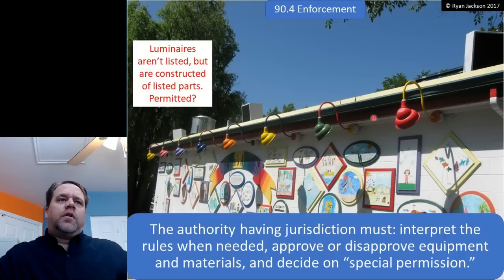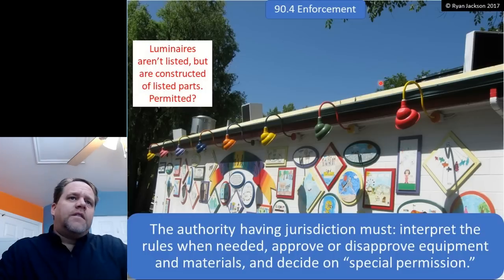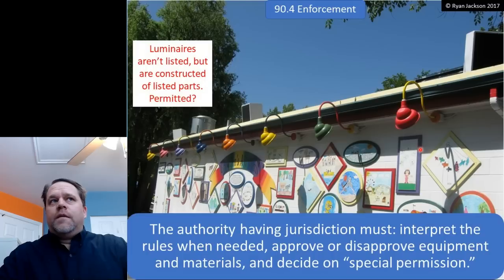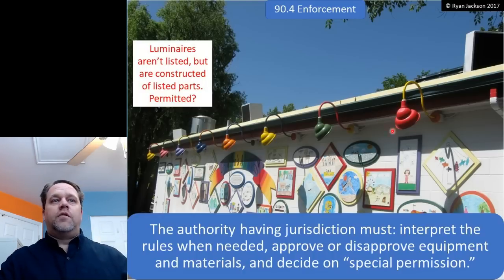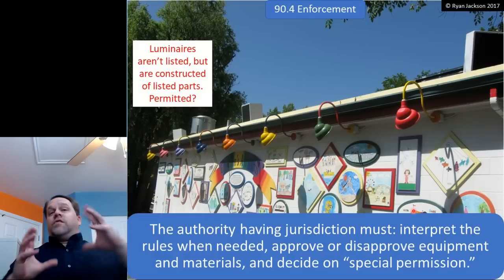So let's look at this photograph for example. Here I've got some luminaires that are not listed. They're homemade, for lack of a better phrase. We've got some EMT bent into a gooseneck, and we've got a listed refractor. We've got a listed lamp holder inside of it. We've got listed conductors that go through the EMT, and we even have a listed lamp that threads into it. That's not a listed luminaire.